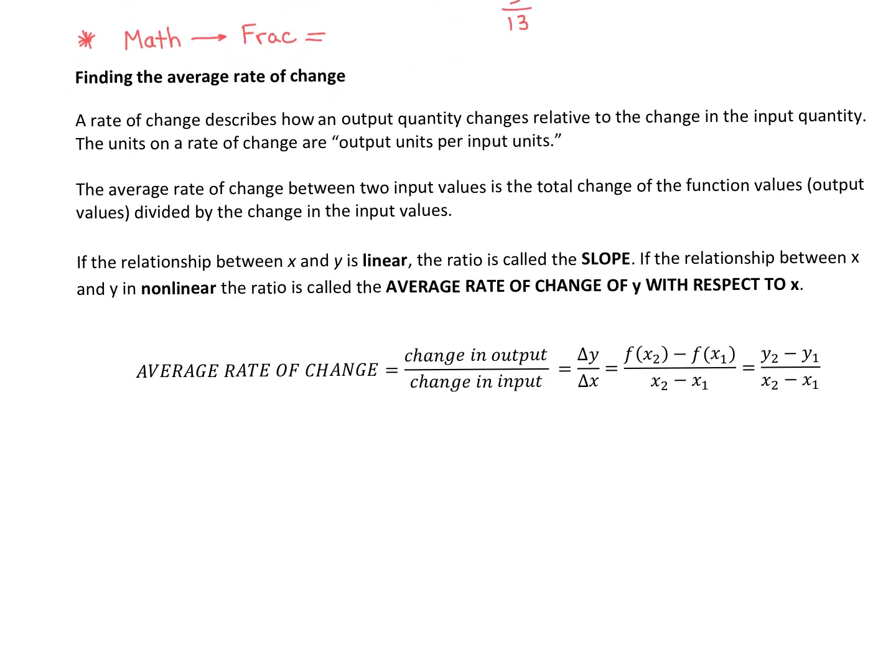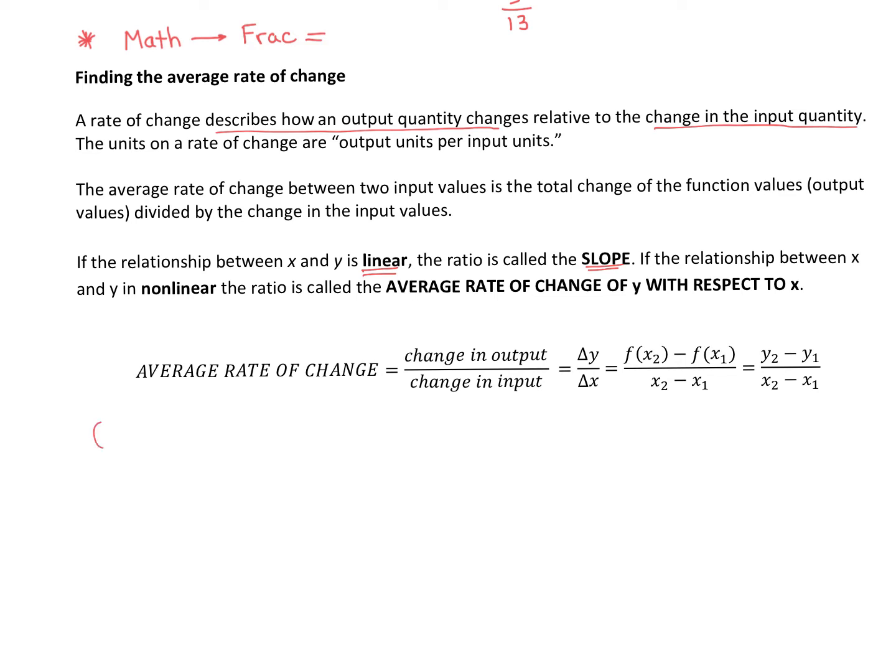When we talk about the average rate of change of a function, we want to describe how the output quantity changes relative to the change in the input quantity. So we usually have a rate that is output units per input units. The average rate of change between two input values is the total change of the function values divided by the change in their input values. Now you may have seen this before. If it's linear, we call this slope.